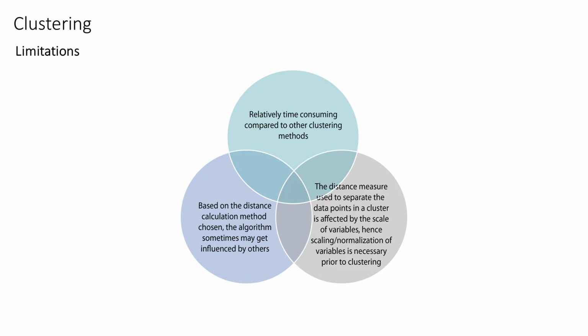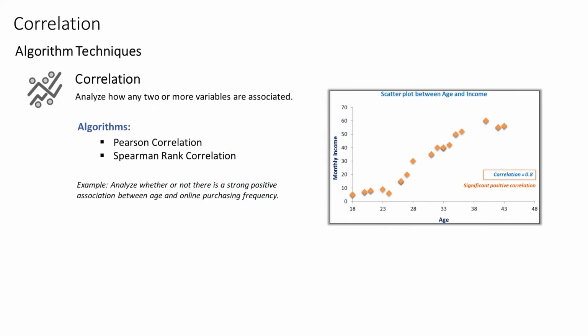Also, the distance measure used to separate the data points in a cluster is affected by the scale of variables, so scaling normalization of variables is necessary prior to clustering. Another analytical technique that is crucial to business analytics is correlation.